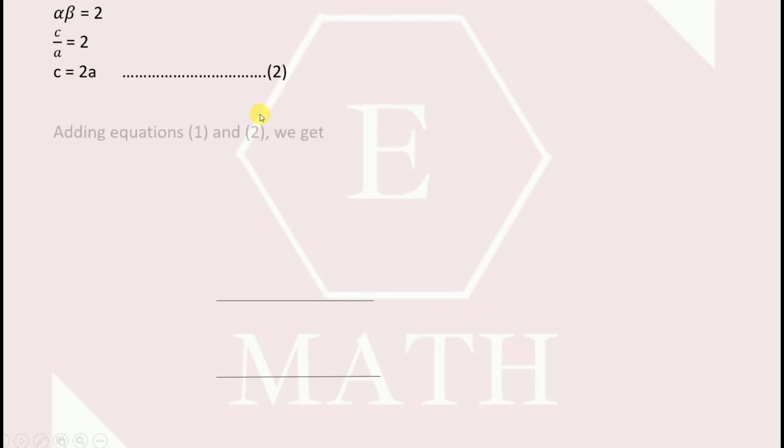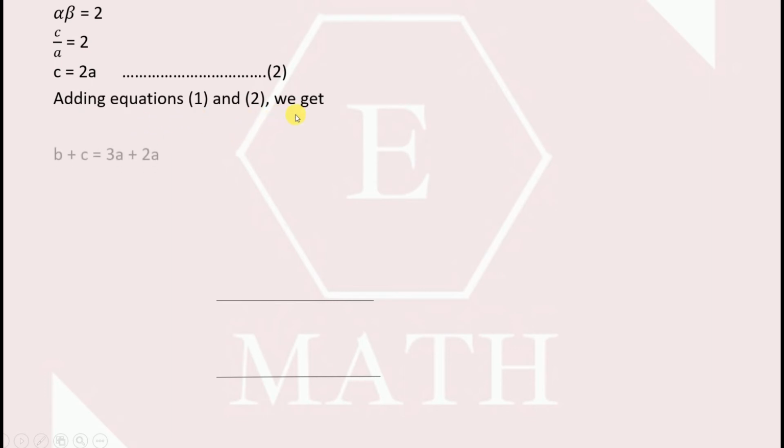Now what we need to do is add both equations 1 and 2. What do we get? b plus c will be equal to 3a plus 2a, that is, b plus c is equal to 5a. So which proves the result. So this is how we can prove it.